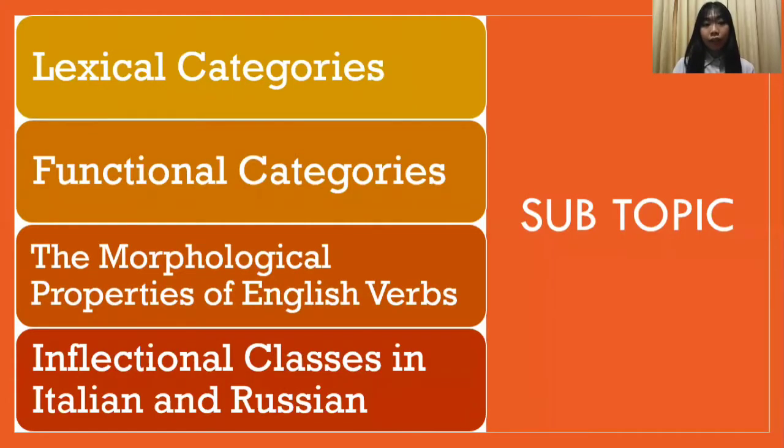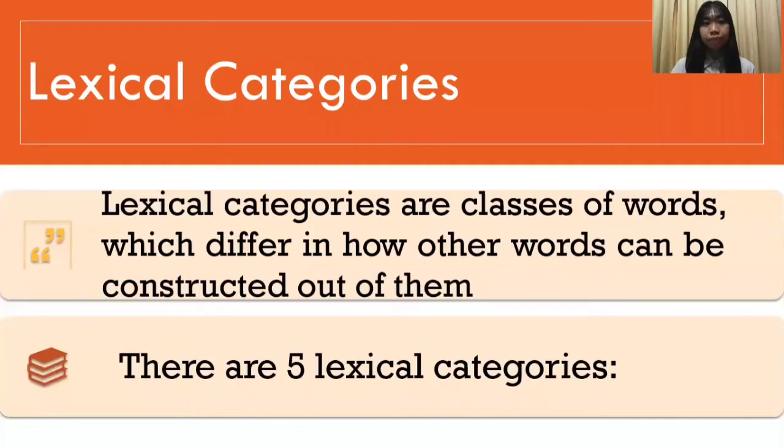So in the topic word classes, we have four subtopics. First, lexical categories. Second, functional categories. Third, the morphological properties of English word. Fourth, inflectional classes in Italian and Russian. First, we have lexical categories.